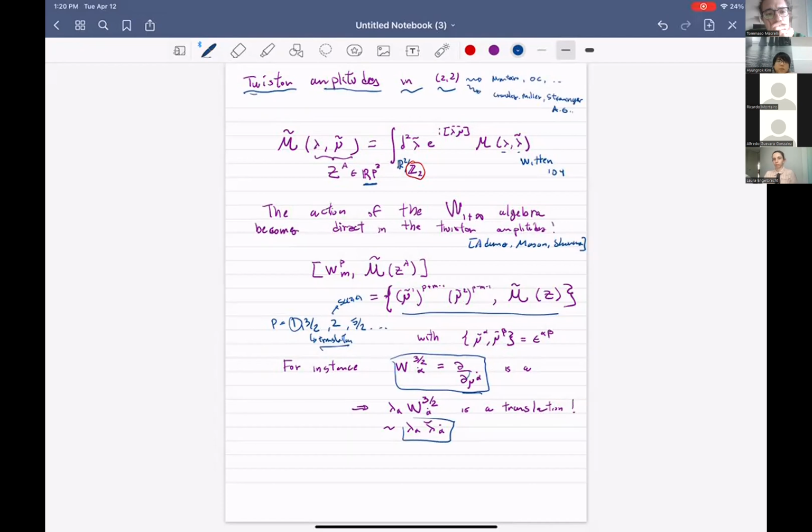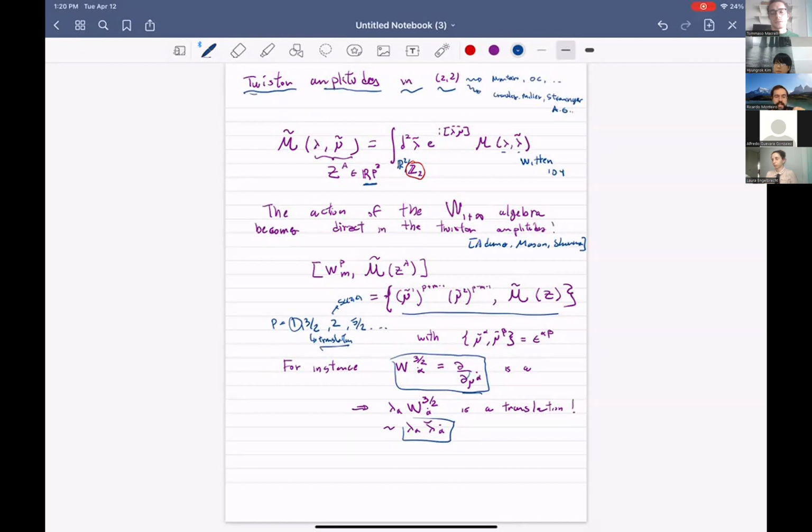In (1,3), in Lorentzian signature, W would necessarily act like a conjugate operation. So it's not exactly clear what happens; that's probably not a symmetry. I see. So it's not a symmetry of the S-matrix. Yeah, exactly. I see. Thank you very much.